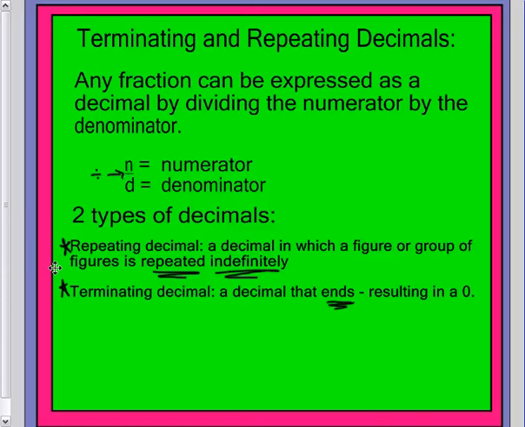Okay, so these two I want you to write in your notebook. Two types of decimals. A repeating decimal repeats indefinitely. That means it goes on and on forever, while a terminating decimal ends, okay? Let's look at some examples. So make sure that you have this written down in your notebook as well as the two examples of decimals.